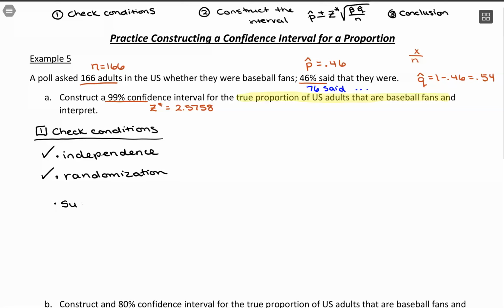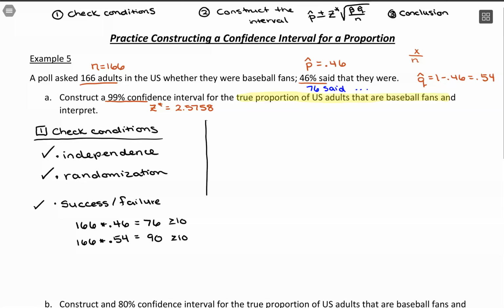Then the piece that we'll show work for is the success-failure condition. So taking 166 times 0.46 and 166 times 0.54. So that'll be 76 and 90, which is more than or equal to 10, so we also pass the success-failure condition. So that'll be our first step of work to show that basically it lets us use the z-score because we have a normal curve. All right, our next step is to construct the interval.